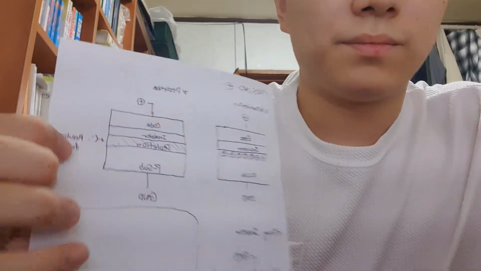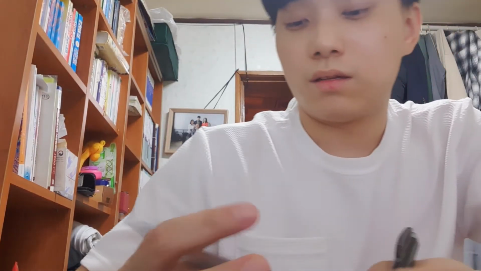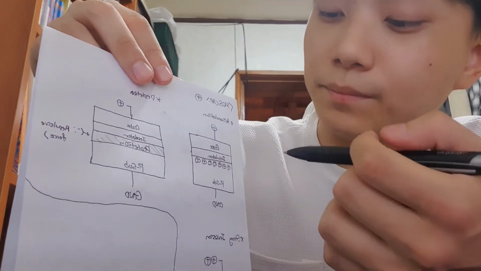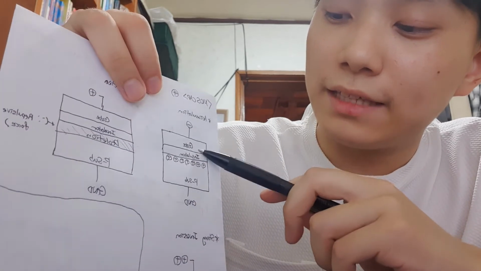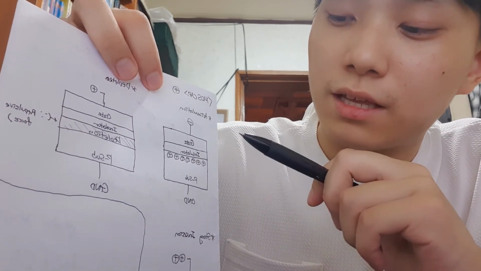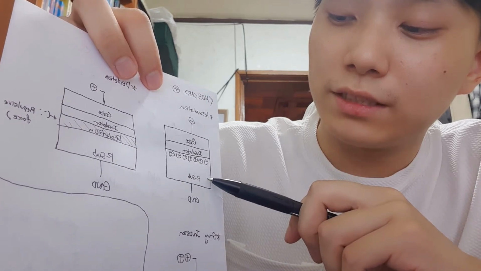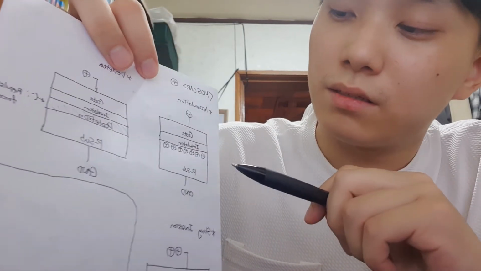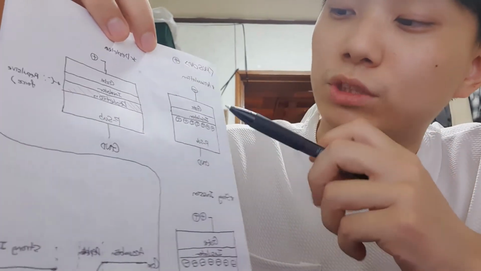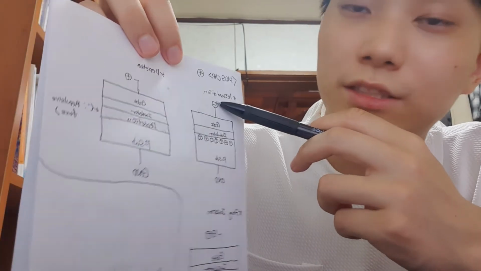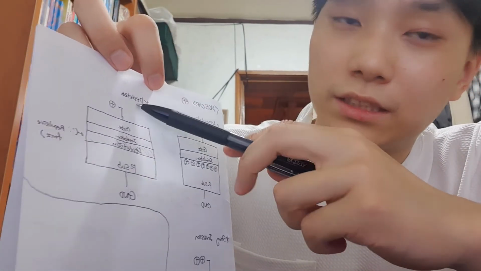Next is the MOSFET. The MOSFET structure has a gate, a gate insulator, and a P substrate like this. There are three modes of the MOSFET. The first one is accumulation, the second one is depletion, and the last is weak or strong inversion.